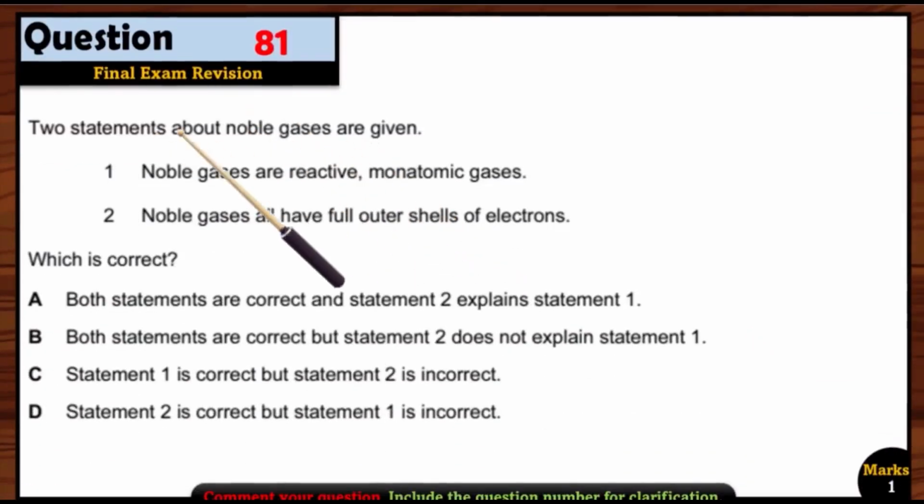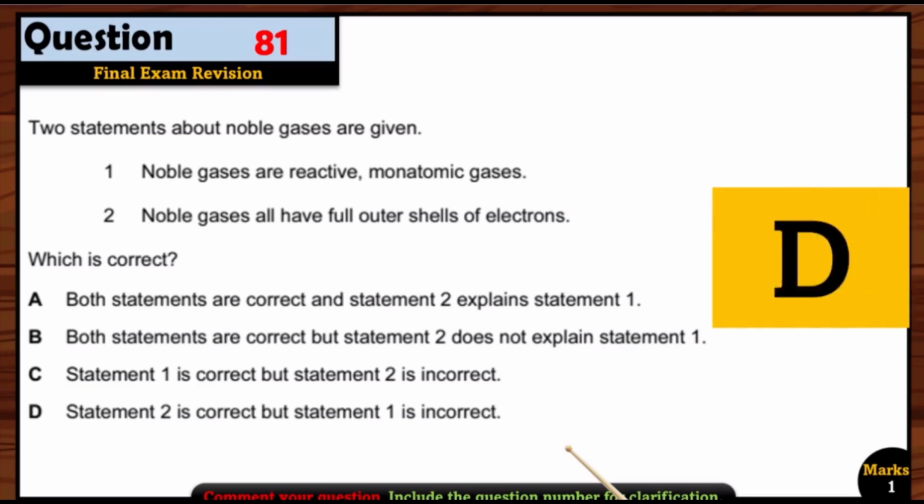Question 81. Two statements about noble gases are given. First, noble gases are reactive. Wrong. Noble gases all have a full outer shell of electrons. Yes, statement 2 is right. So the option with both statements is wrong. Statement 1 is incorrect, it's not reactive. Statement 2 is correct. Yes, option D is the correct option here, because noble gases have a full outer shell of electrons and they are unreactive.